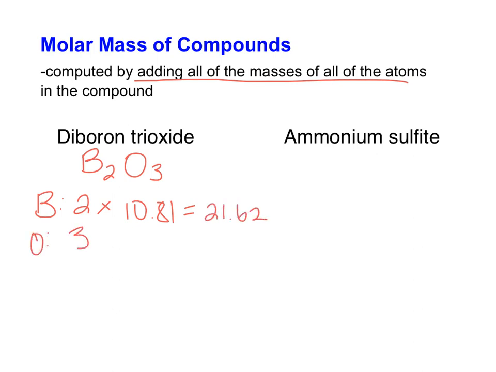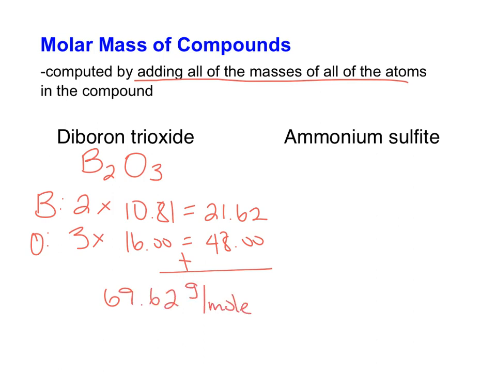Oxygen, there's 3 of them. We don't have to worry about the diatomic thing since it's part of a compound. It's going to follow the rules for the compound. So just 16, we're going to get 48. Add them together, and we're going to get 69.62, and the units, grams per mole.